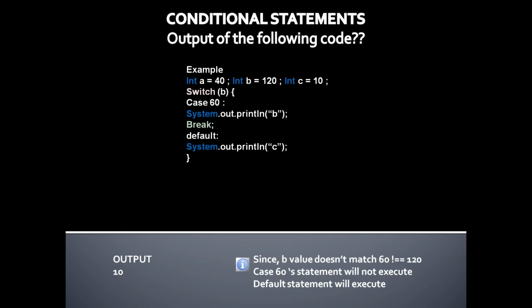Let's see another example. What is the output of the following code? Since b value does not match, that is 60 not equal to 120, default statement will execute and the program prints 10 as the output.